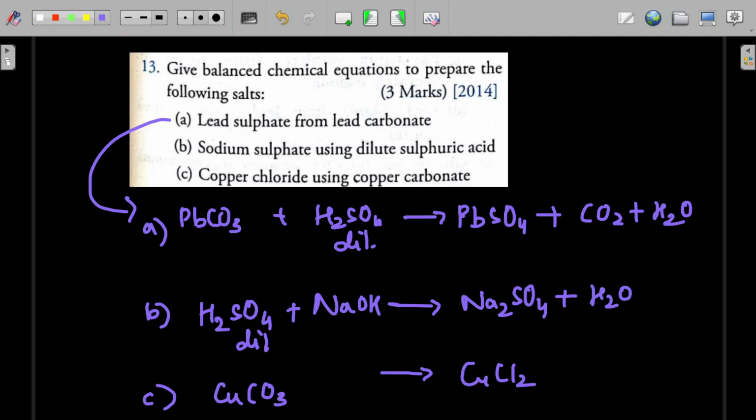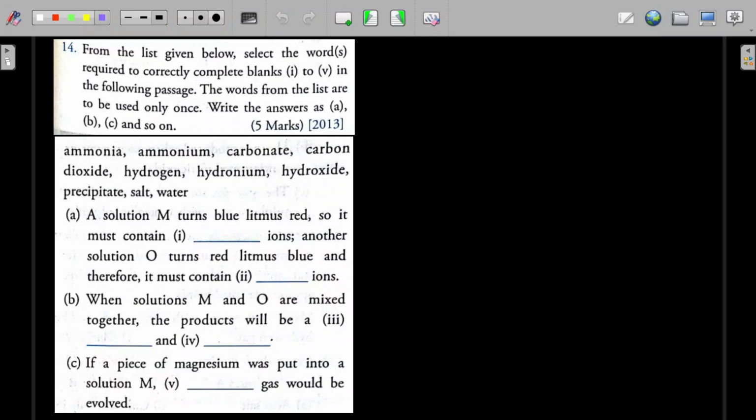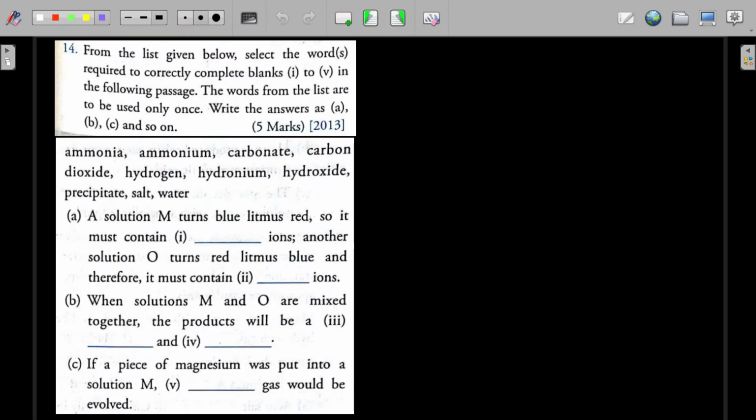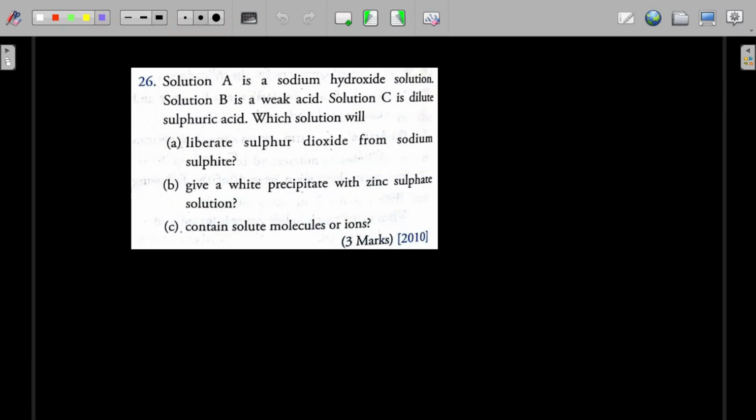Okay, balancing. Copper chloride using copper carbonate. Again, similar thing. You can use dilute HCl here. Don't use NaCl. This is not a precipitation reaction. So dilute HCl gives CuCl2, CO2 plus H2O. I have not balanced them. No, because I know you will balance. Okay, this is fine.